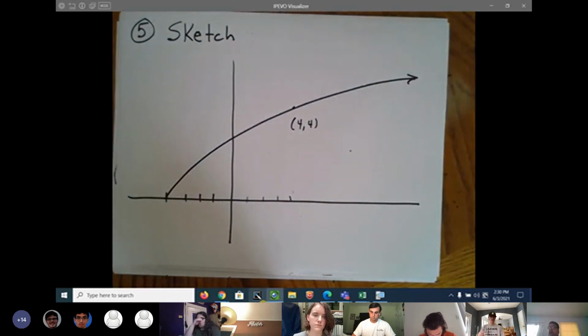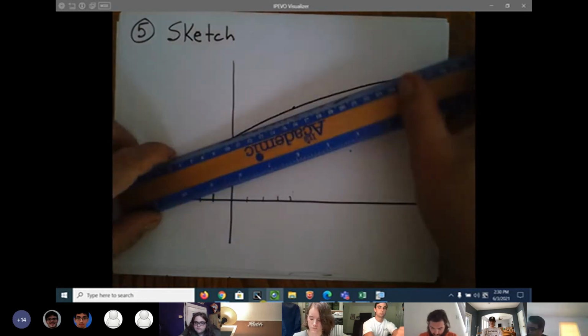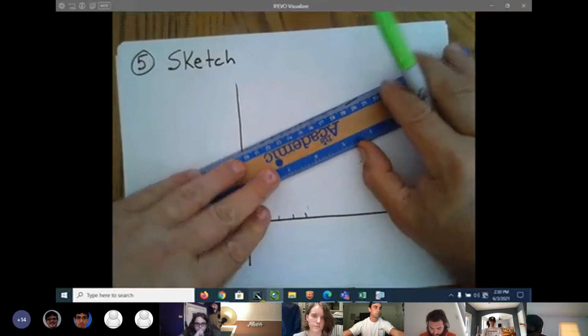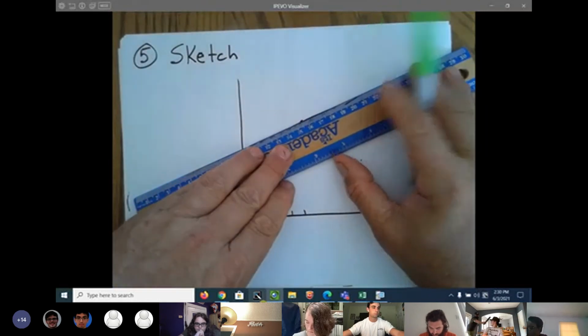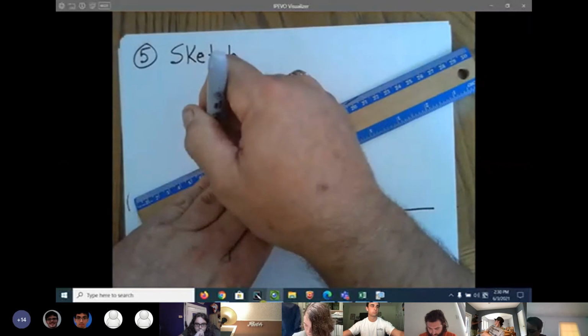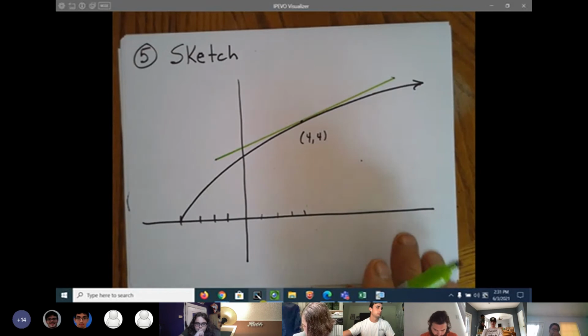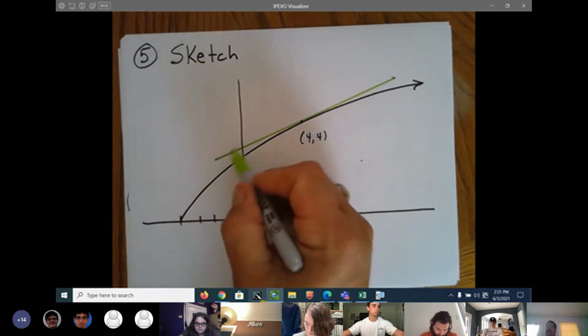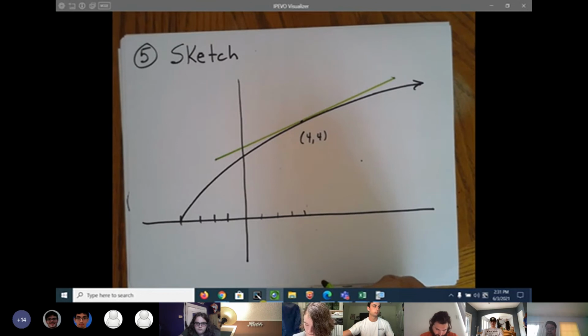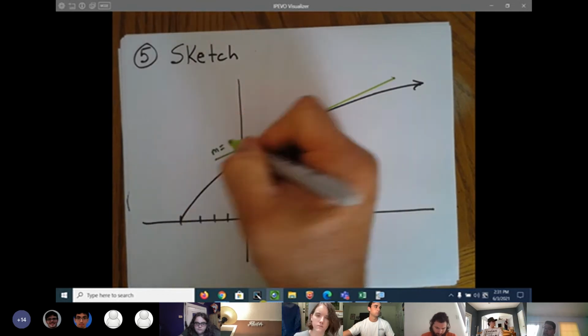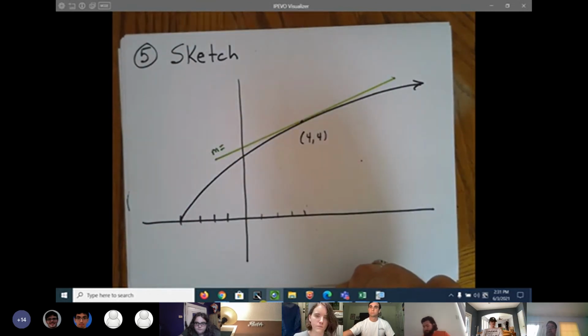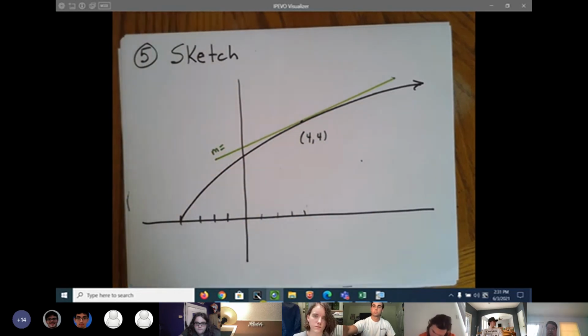And what else? Well, what is calculus all about? The blank line. What's the blank line? The what line? Tangent. The tangent line. Well, if my ruler would quit moving my paper. And somebody tell me what the slope of that line is at 4. We calculated it just a few seconds ago.